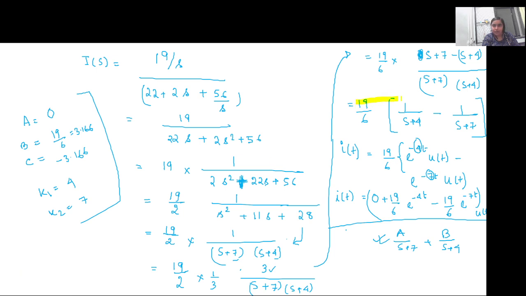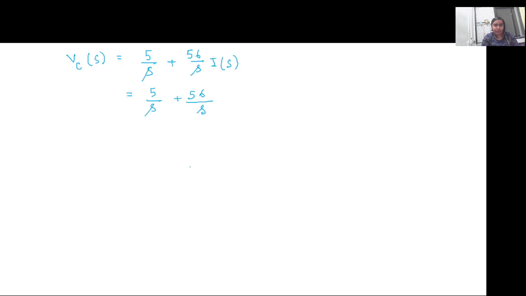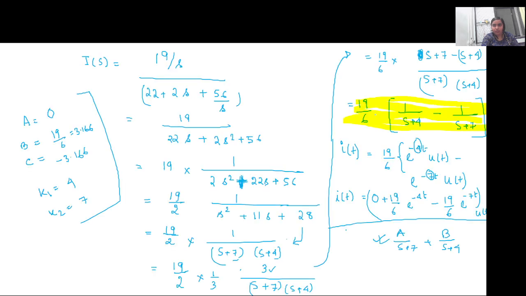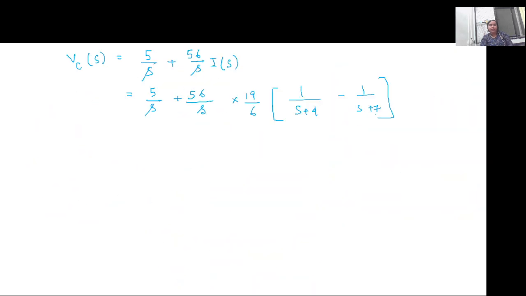Since we had already separated out the term and everything, we can put this expression as I of S. Sorry, so we'll just plug into this expression, which is 19 by 6 into 1 by S plus 4 minus 1 by S plus 7. Yeah, this is the expression.